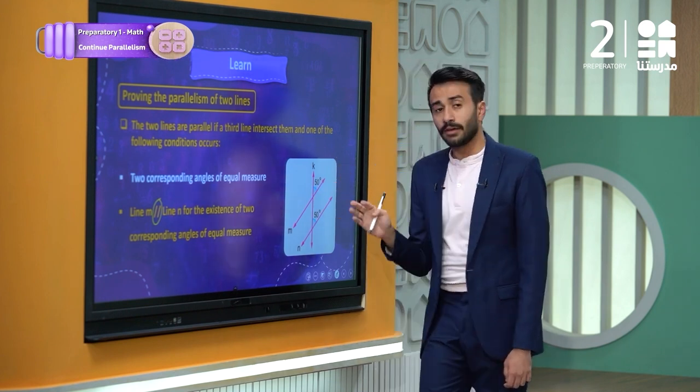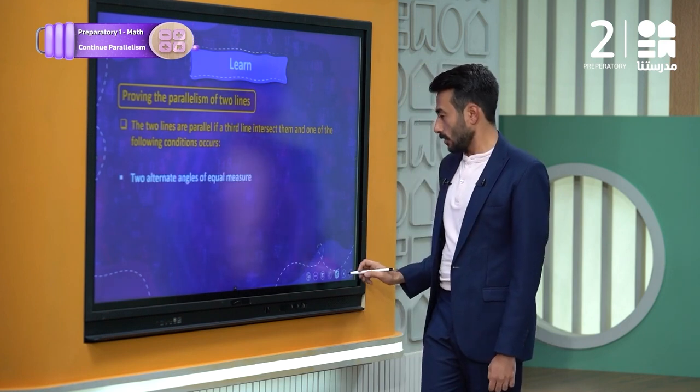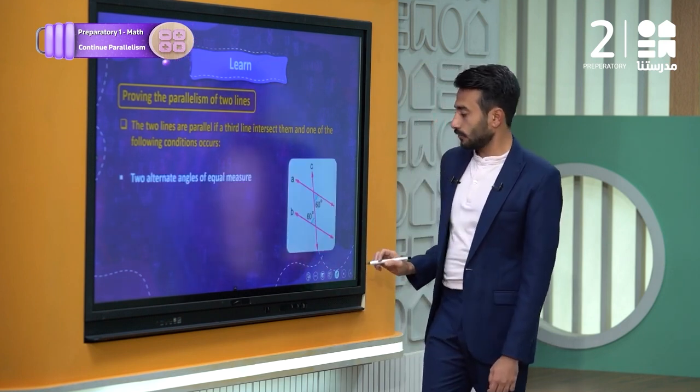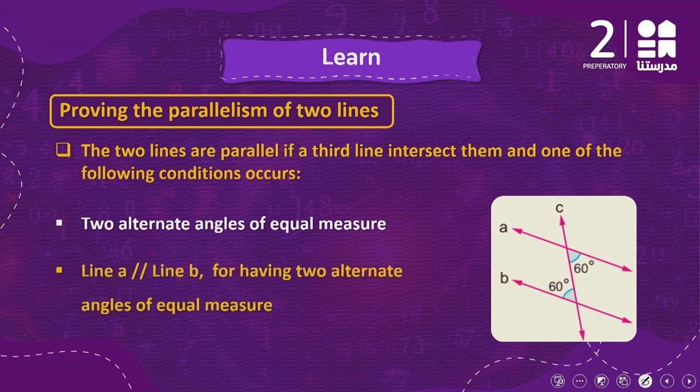Here you have the angles and you need to prove that the lines are parallel. We have now this question. This is 60, this is 60. Now they are alternate angles and they are equal. Because they are alternate and equal, the two lines are parallel, line A with line B. This is the second condition.